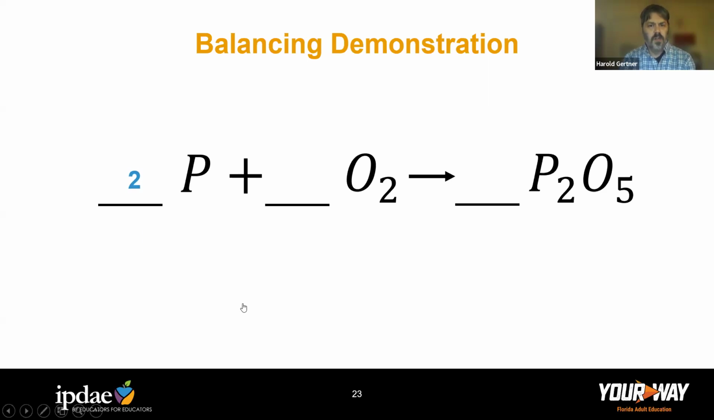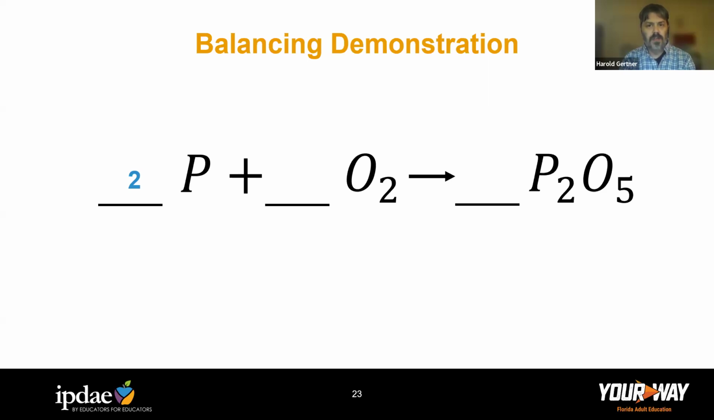Bring in 2P plus 1 O2, reacts and turns into P2O5. So we've got the P's are balanced, but our fives are not. What do you think we can do to get the fives closer to balanced? How do we match an O2 with an O5?